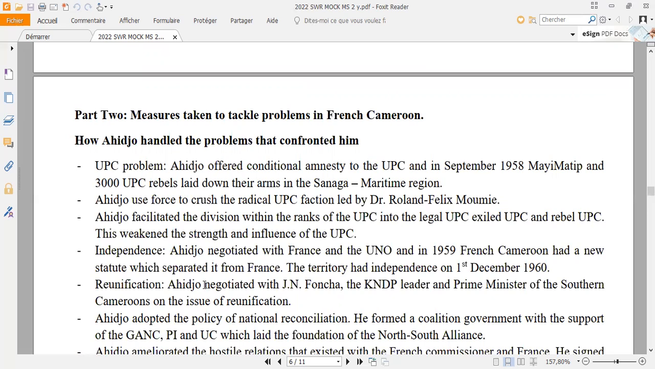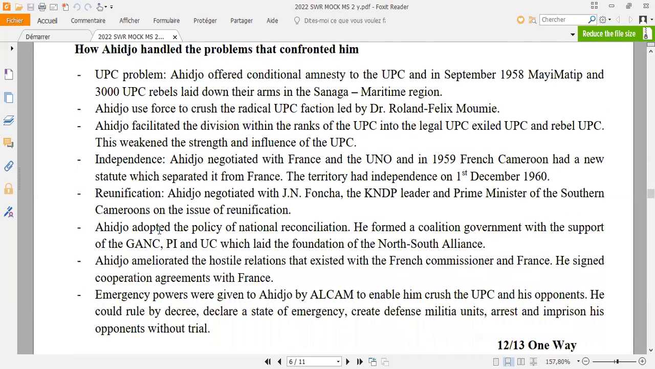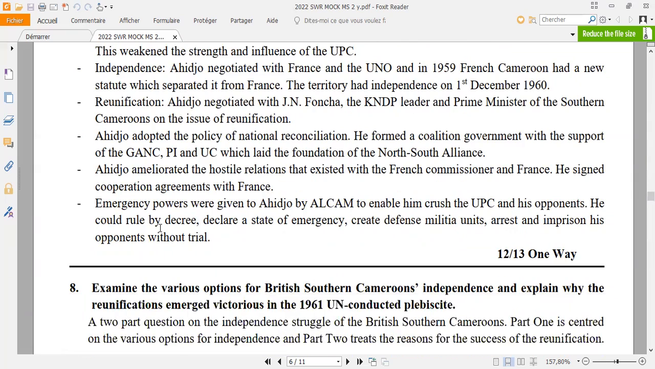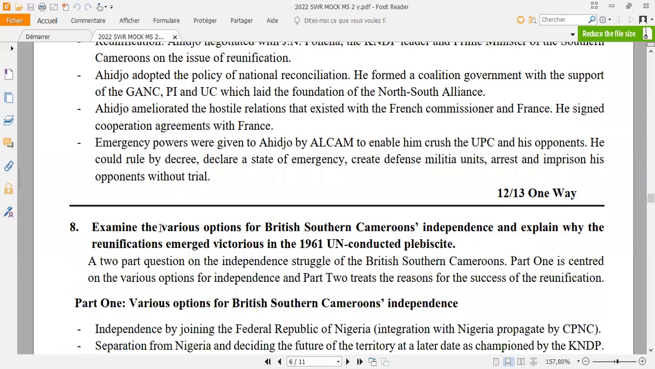The territory had independence on the 1st January 1960, right? You have the reunification. Ahidjo negotiated with Jongo Foncha, the KNDP leader and prime minister of the Southern Cameroon, on the issue of reunification. Good. Ahidjo adopted the policy of national reconciliation. He formed a coalition government with the support of the GAN, PI, and the UC, which laid the foundation of the North-South Alliance.